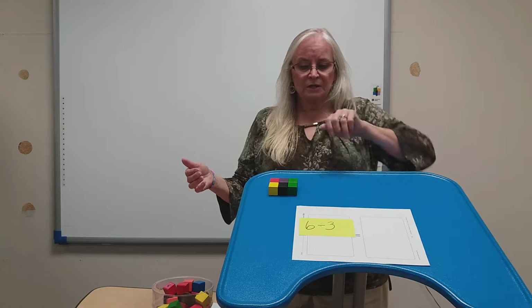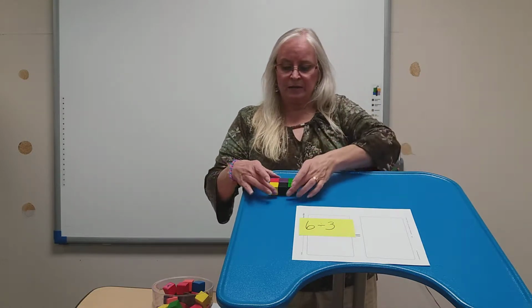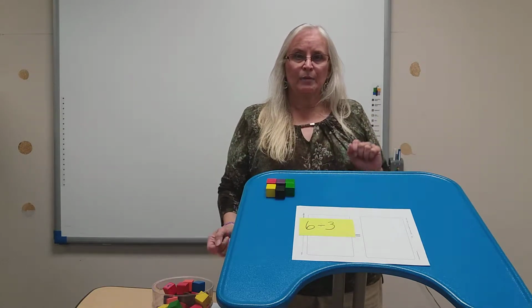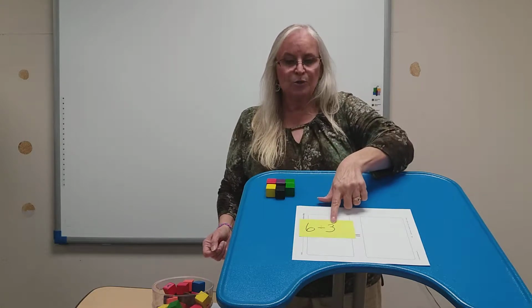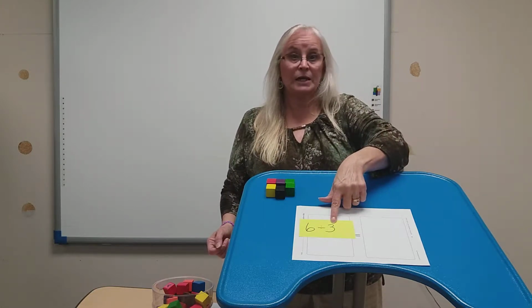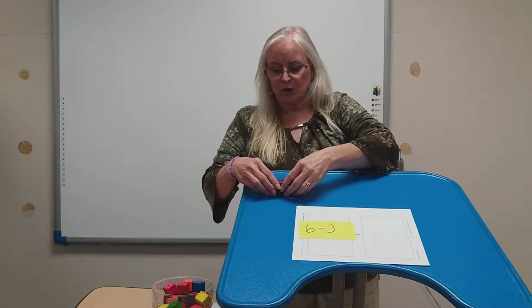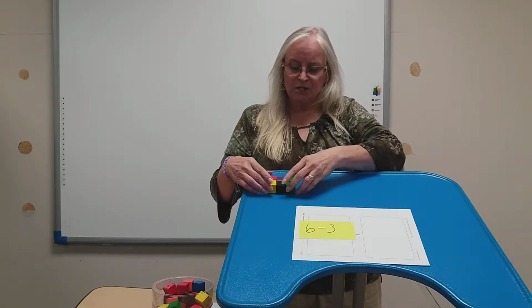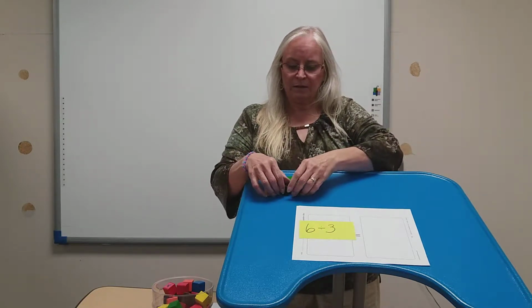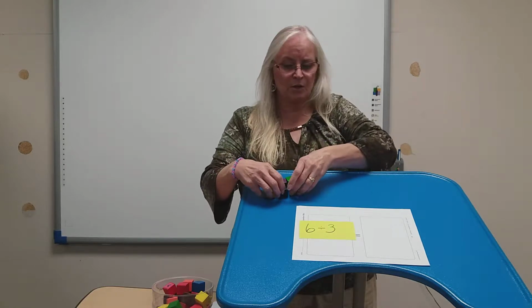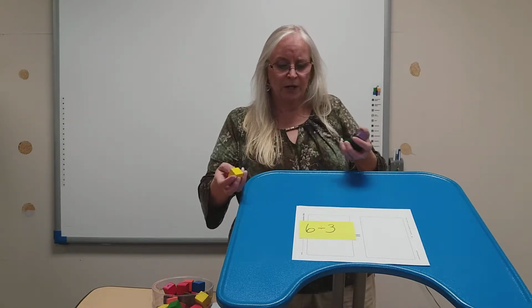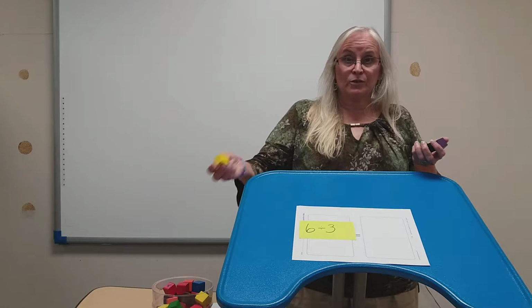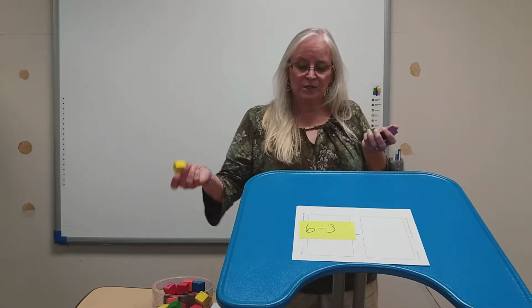So this particular equation tells me that I need 6 blocks, and I'm going to divide it into 3 groups, 3 equal groups. So division is partitioning or separating a group of objects. So I'm going to begin working on that. So I need 3 groups. This is how I would do it.